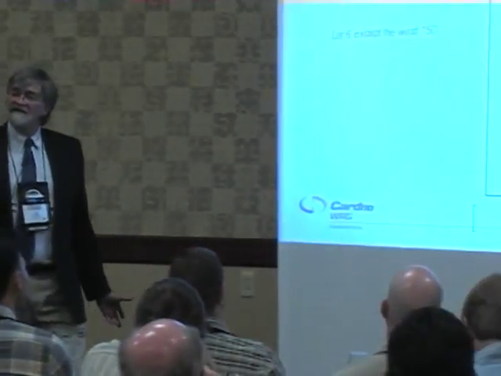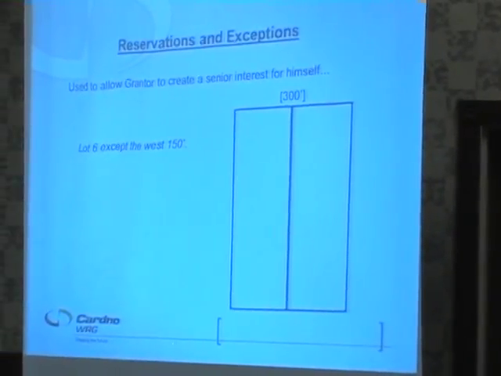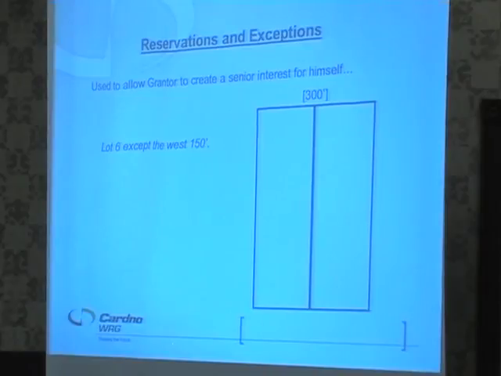Reservations and exceptions are used to allow the grantor to retain senior rights. There's a piece of ground, 300 feet. Lot 6, except the west 150 feet. So I'm selling all of Lot 6 except 150 feet. So I'm going to get 150 feet regardless, just like the senior situation. This is how I keep the senior rights, even though I'm granting the property away.